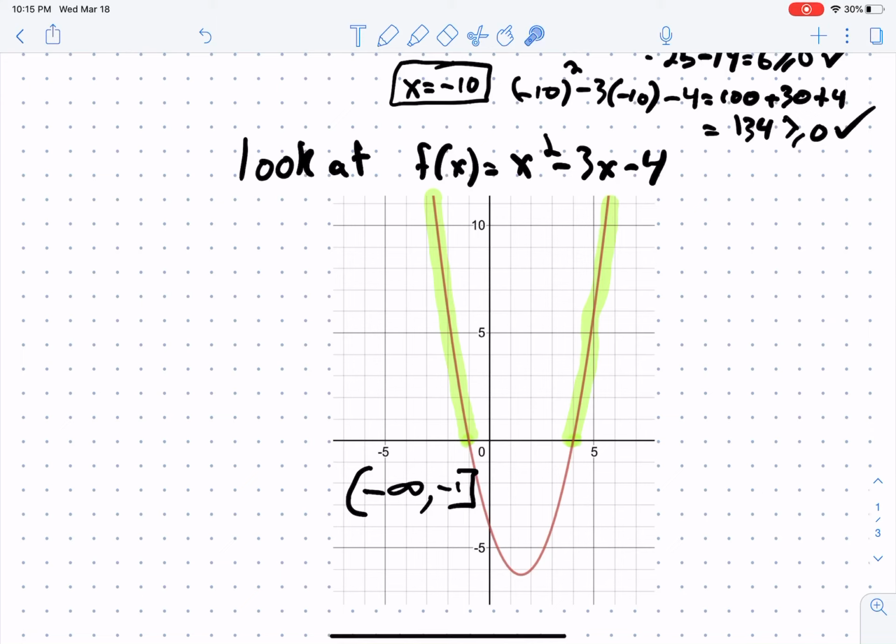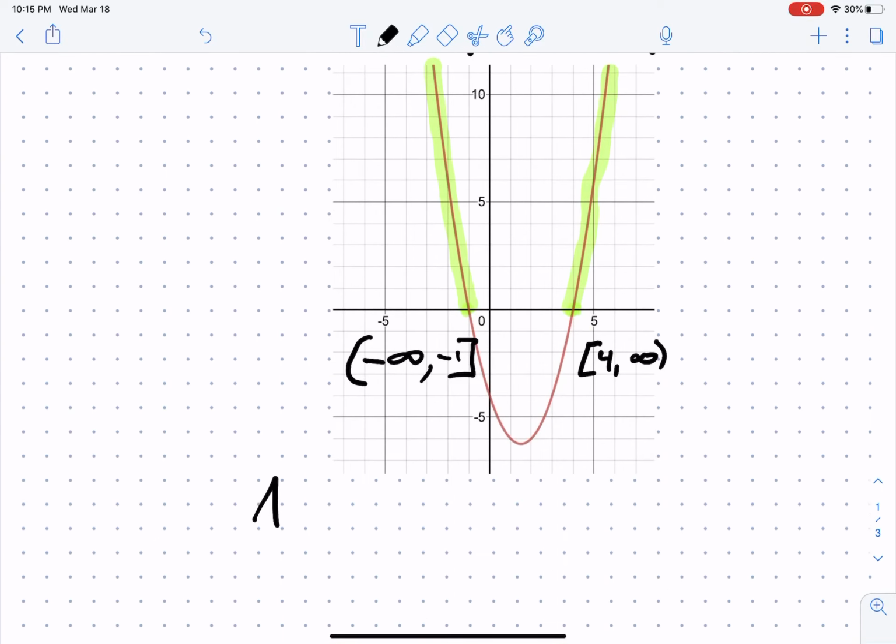Similarly, on the right-hand side, starting at 4 and moving to the right, anywhere in there is part of our solution. If we plug in one of those x's, then we get a y value that's positive, that's above the x-axis. And so this goes from 4 up to infinity. And it's these two intervals together that give us our answer. So let's just make it official. Our answer to this is -∞ to -1, union 4 to infinity.